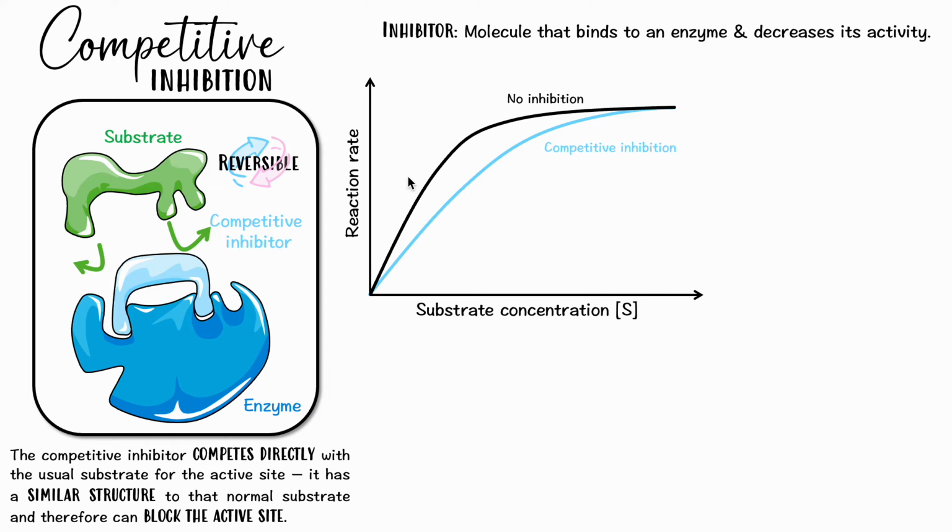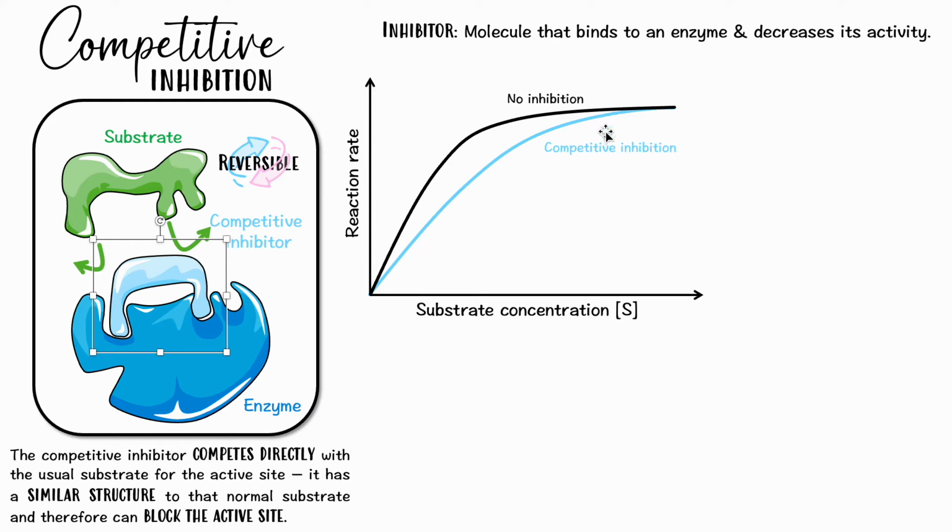So you can see two lines on here. First, we can see the normal one. This is the curve that is made when there is no competitive inhibitor or no inhibitor at all. There's just an enzyme and a substrate, okay? That's the curve made. And then we can see here the curve for competitive inhibition. You can see they're slightly different.